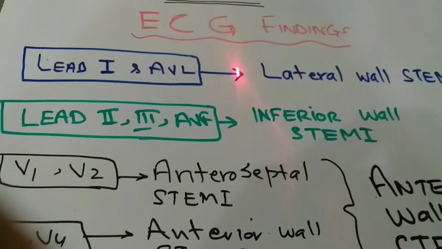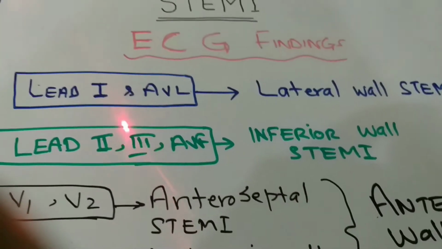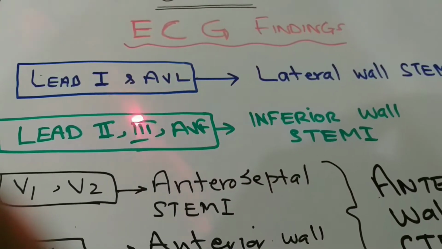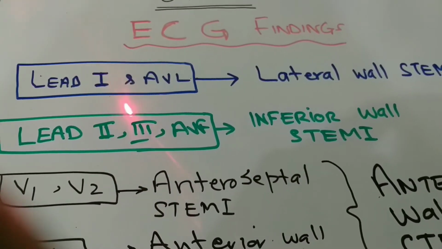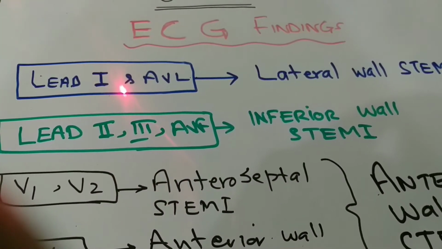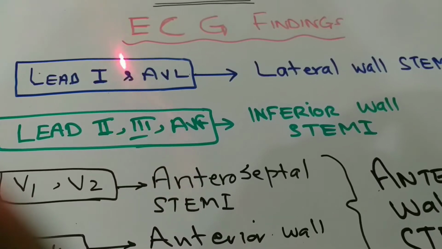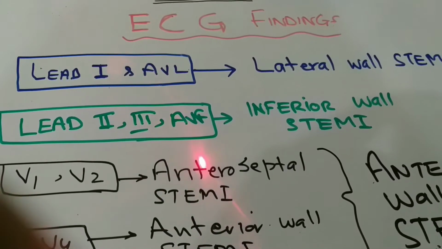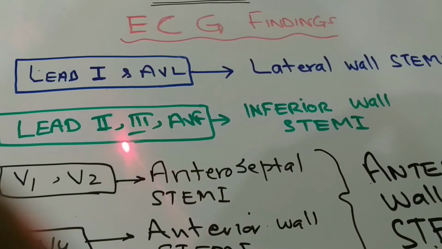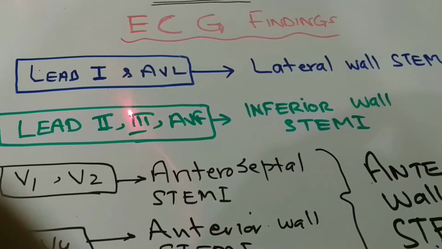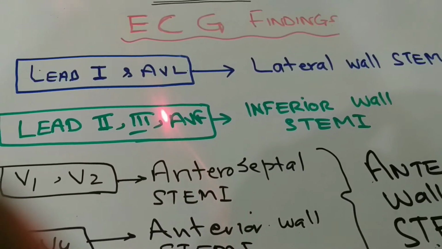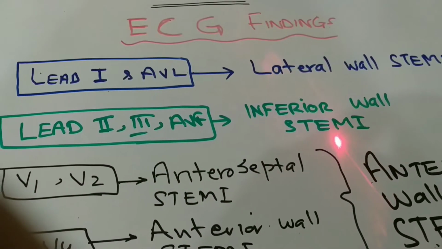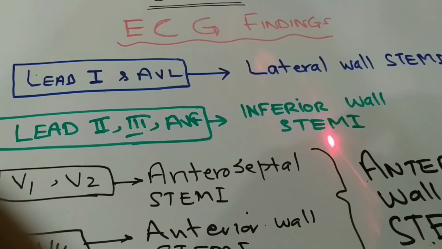Now, if we make an association between the ECG findings, the leads in which the ECG finding is present, and the wall, then there is a simple table. Lead 1 and AVL are known as contiguous leads. If ST elevation is present in lead 1 and AVL, we will call it lateral wall ST elevation MI. Leads 2, 3 and AVF are 3 contiguous leads, and at least 2 of these 3 leads should have that change of ST elevation. Then we will call it inferior wall ST elevation MI, or inferior wall STEMI.